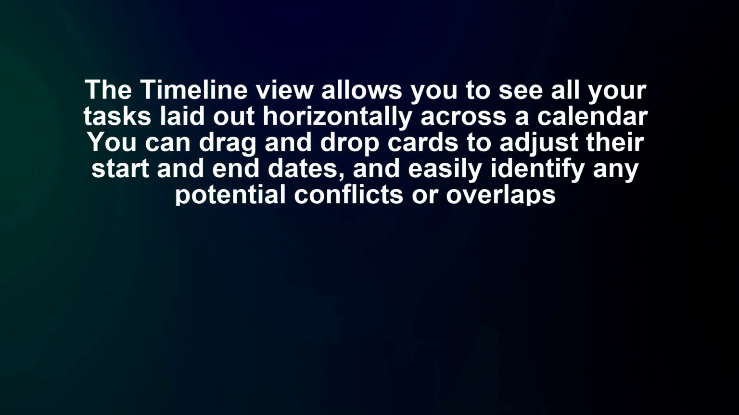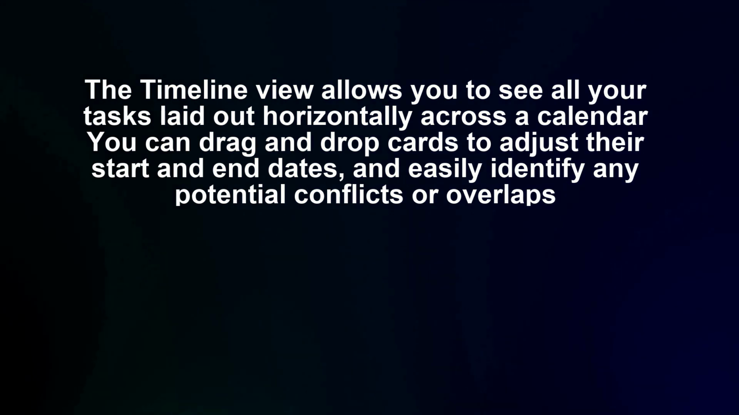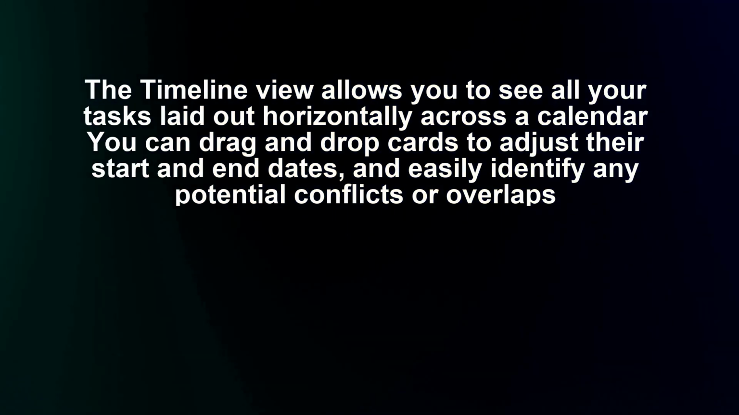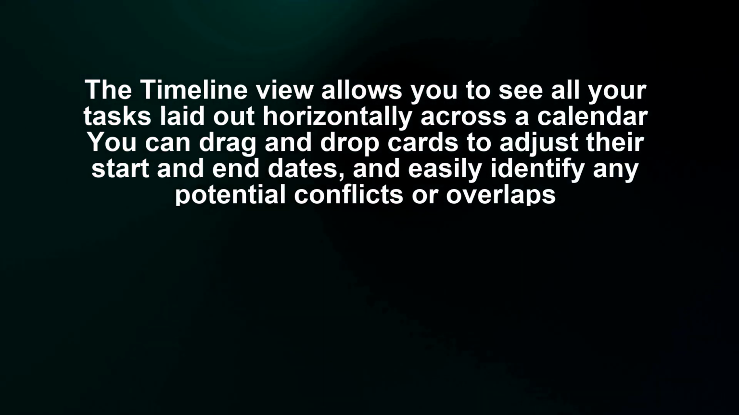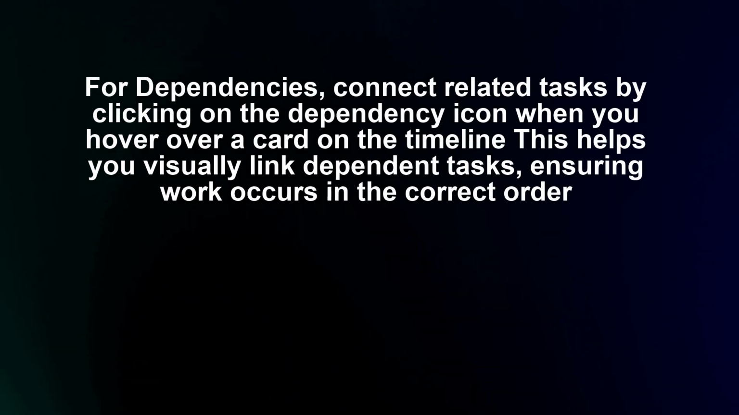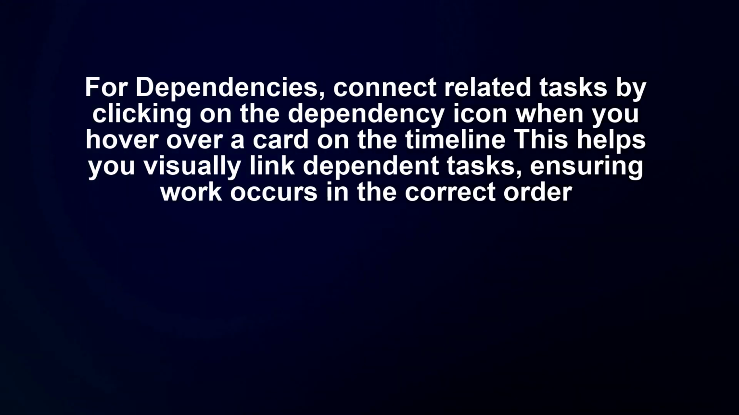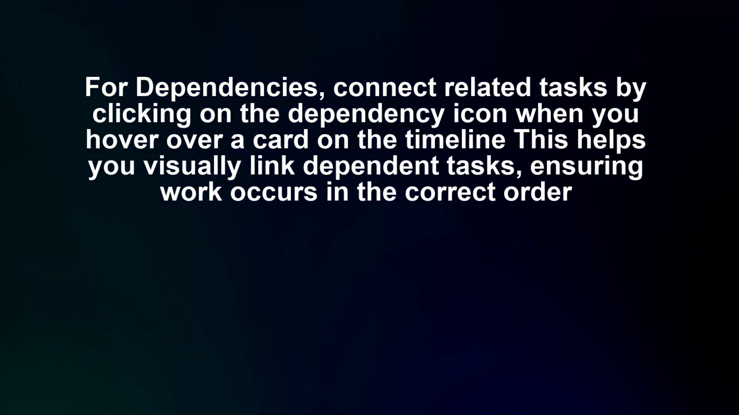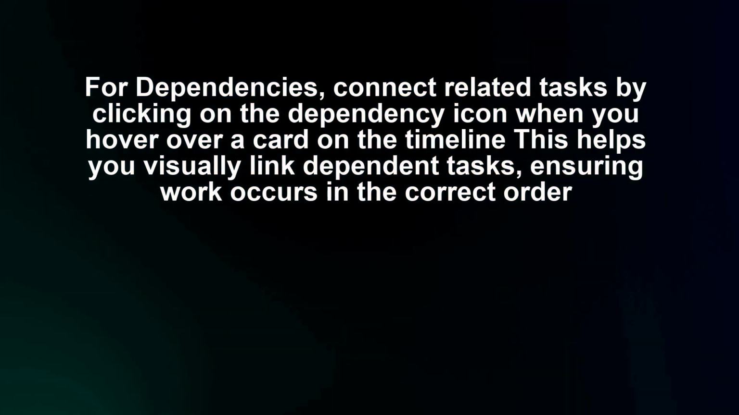The timeline view allows you to see all your tasks laid out horizontally across a calendar. You can drag and drop cards to adjust their start and end dates and easily identify any potential conflicts or overlaps. For dependencies, connect related tasks by clicking on the dependency icon when you hover over a card on the timeline. This helps you visually link dependent tasks, ensuring work occurs in the correct order.